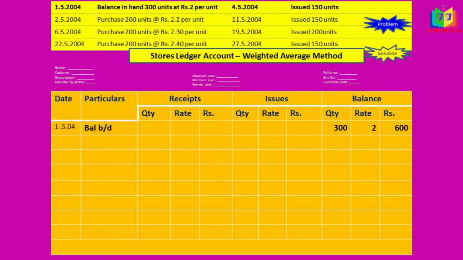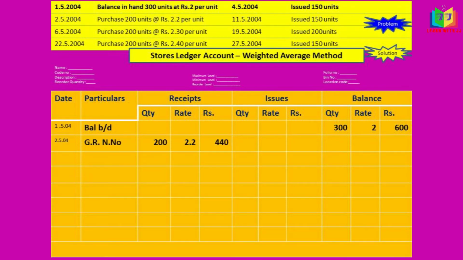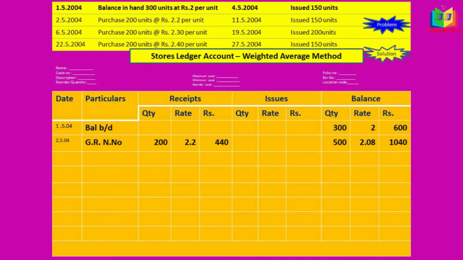The first item we have to write is the opening balance. We have an opening balance of 300 units, so I'll write it in the balance column, 300 into 2, 600. And next, on the second, we have a purchase, 200 units, and the rate per unit is 2.2. So the amount is 440. So I'll have to write it in the balance column.